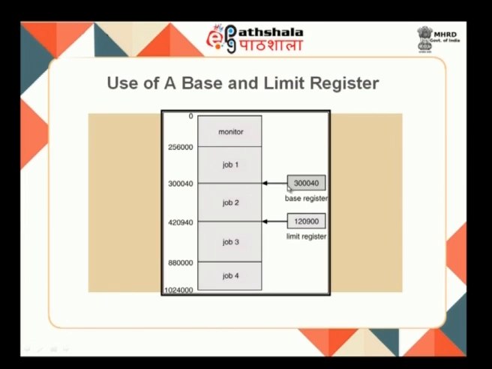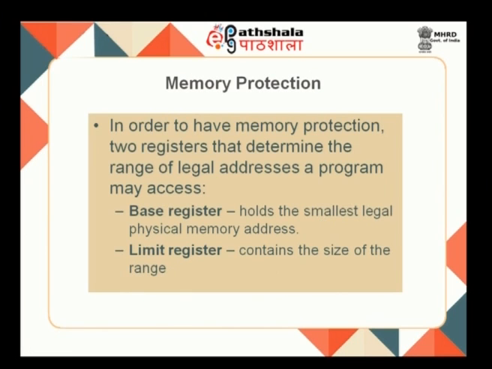So, that is the starting address for this second job, job 2, and the limit is that it can go only till 300040 plus 1,20,900. So, the highest address that is possible for job 2 is 4,20,940. Okay. So, in this case, you can see that there is a limit within which this particular job can work. Loading into the base register and the limit register is done by the operating system.